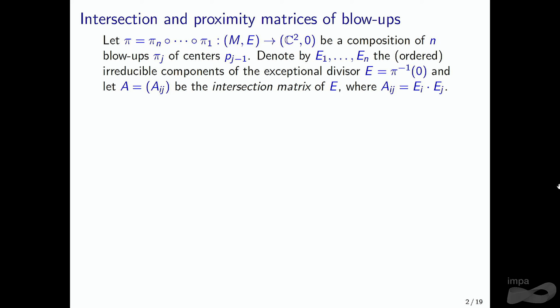So we consider a sequence of n blow-ups of the origin in the plane, and we denote by E1, ..., En the ordered irreducible components given by order of appearance in the blow-up, and the intersection matrix A of the exceptional divisor.